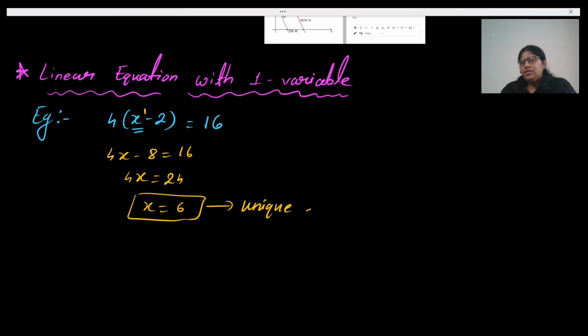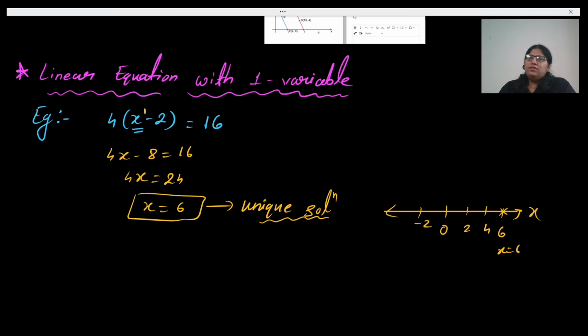So this is called a unique solution. Because there is only one variable, we can put the solution on the number line, showing which place represents this value. This is x equals 6, which is representing the value here.